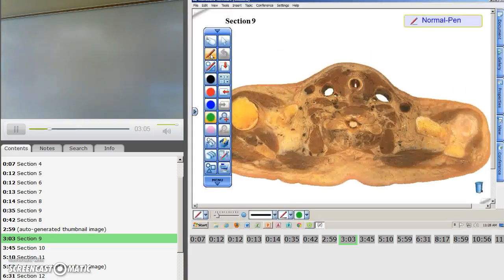Section number 9. Okay. Once again, we have common carotid arteries. All right. Right common carotid artery. And over here would be the left common carotid artery. We have internal jugular vein. What side is that? The right. There's the left internal jugular vein, and then we have the external jugular veins.